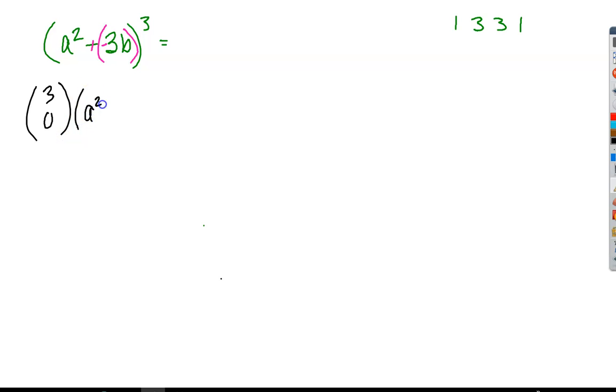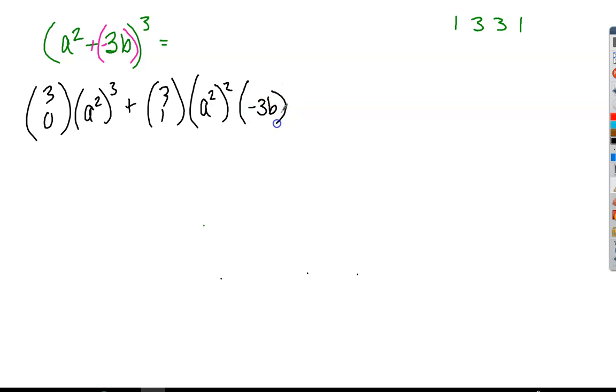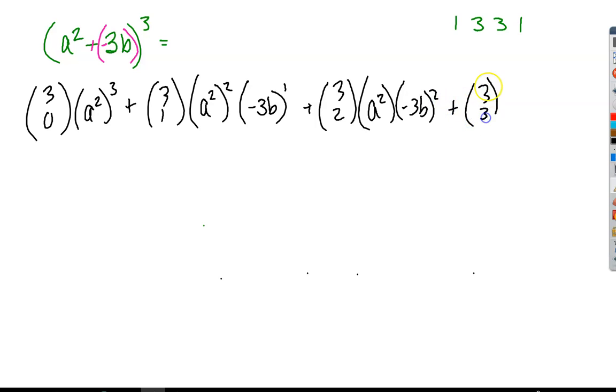I'd have the first term to the full power, and the second term would be to the 0, so I don't have to worry about it. 3, 1. If you want to pause this and try it on your own and come back, you can. And then I have a squared down by a power. This term, careful, negative 3b up by a power. 3, 2. A squared down by a power to the first, negative 3b up by a power squared, and then 3, 3. Oops, there is no a squared, and negative 3b to the 3rd.